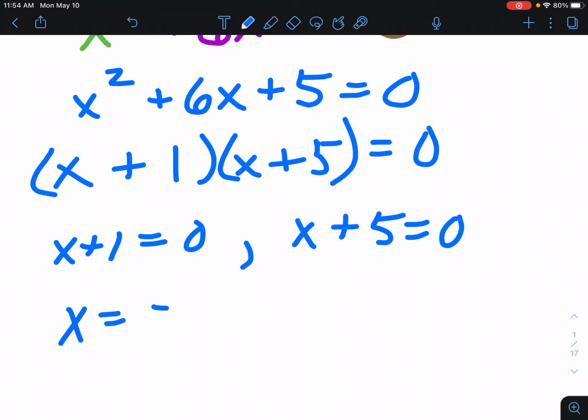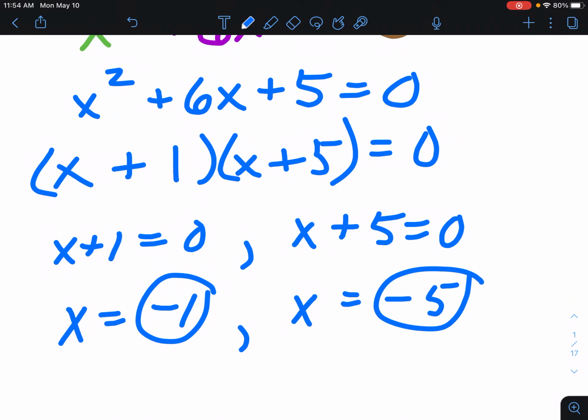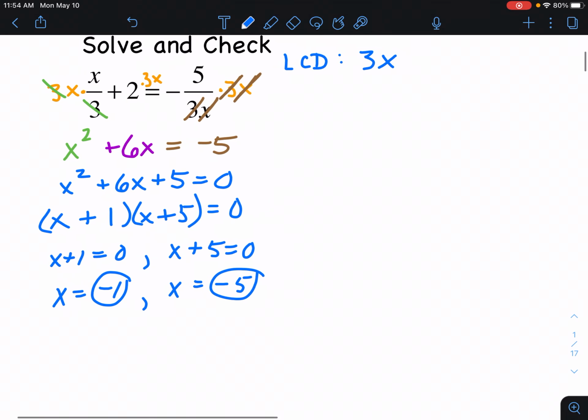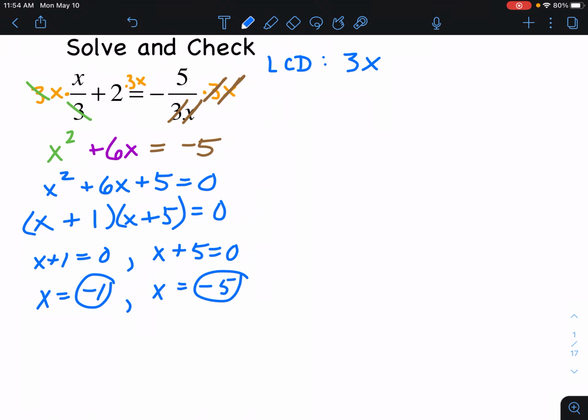The first one, negative 1. The second one, subtract 5 to get negative 5. Now, before we move on, we are going to check for extraneous solutions here. So we're going to start checking the negative 1.